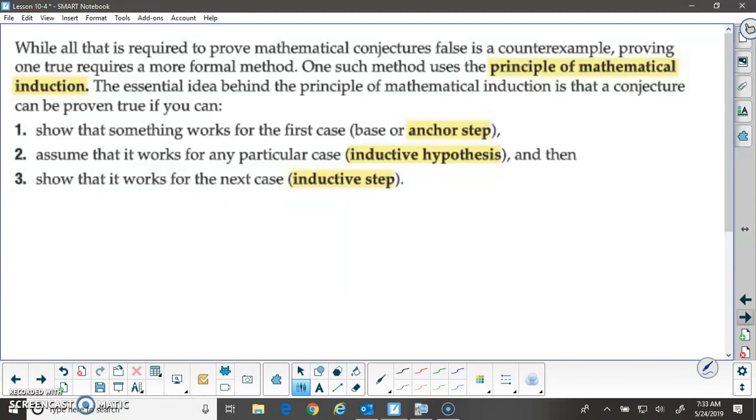Alright, so the principle of math induction has a three-step process. It starts off with step number 1, showing that something works for the first case. We call this the base or the anchor step. Then step number 2 is to assume that it works for any particular case. This is your inductive hypothesis. And then step 3 would be to show that it works for the next case, which is your inductive step.